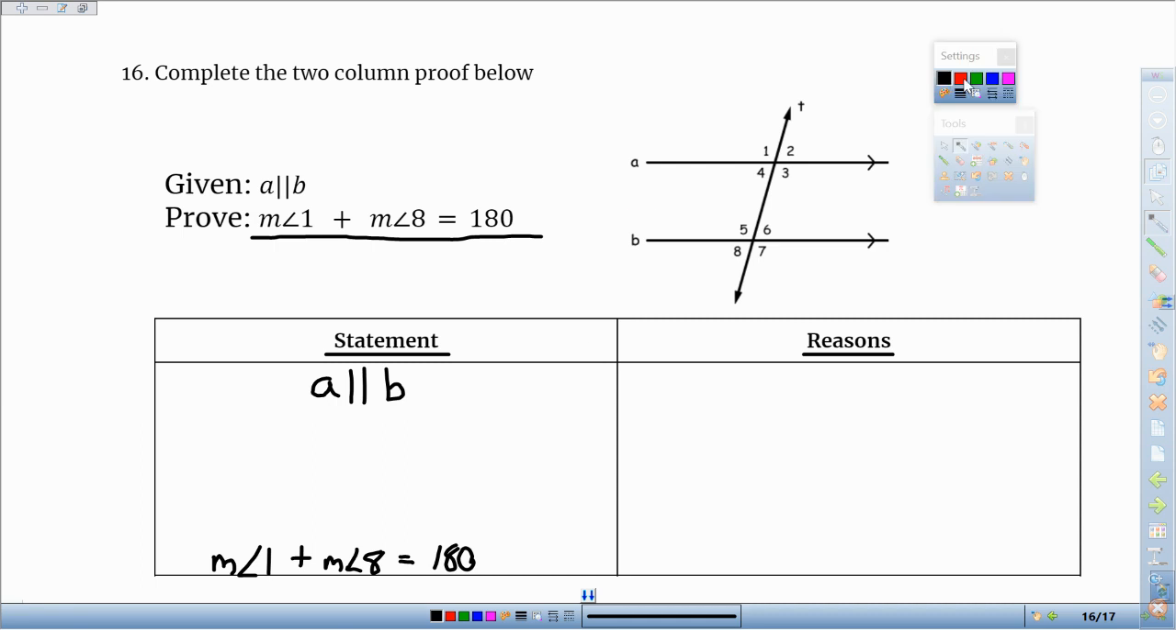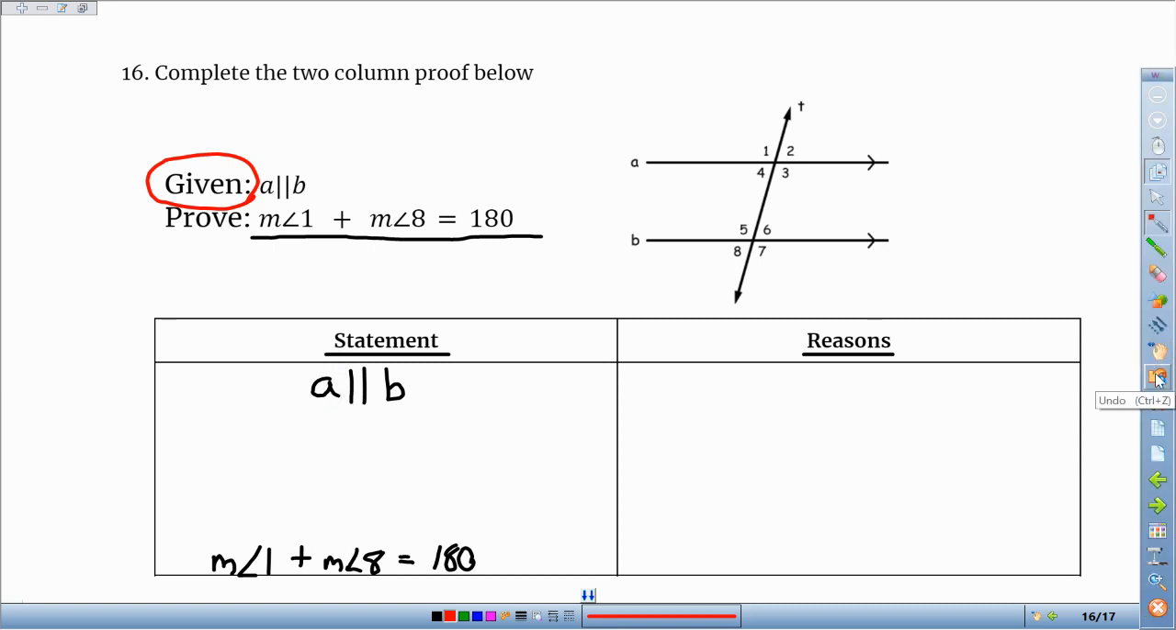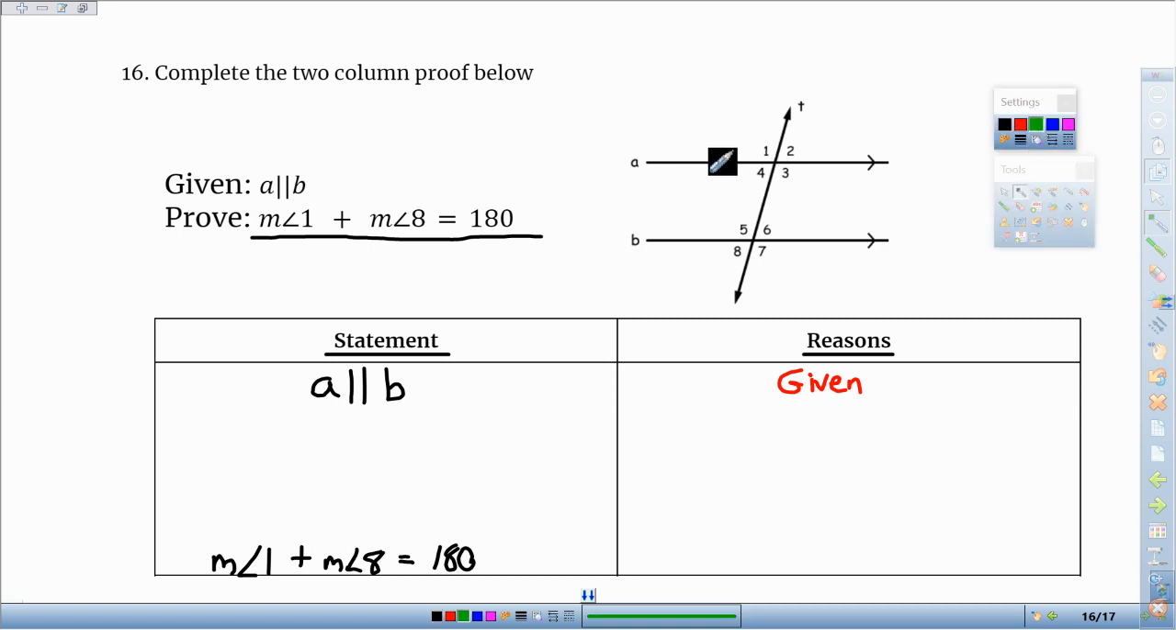Okay, so first things first, we are making the statement that A is parallel to B. Why do we know that? Because it was literally given to us. The very first statement is always going to be given to us. Okay, so where do we go from here? That's the question. Well, I'm dealing with angle 1 and angle 8. I'm trying to make a relationship between these two things. So I'm going to start with angle 1 up here, and I'm going to try to work my way to angle 8.